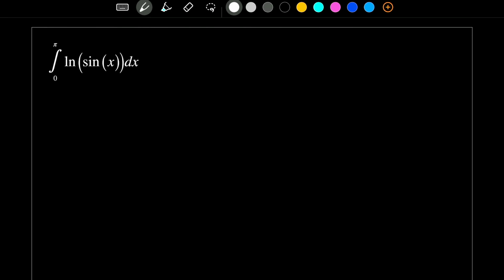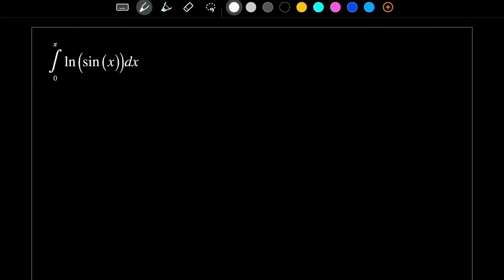Hello, today we're going to do a fairly easy integral. It's not so easy that it can be solved with integration by parts alone. We do need some tricks here, but it's not as hard as the ones we've already done. So let's get right into it.